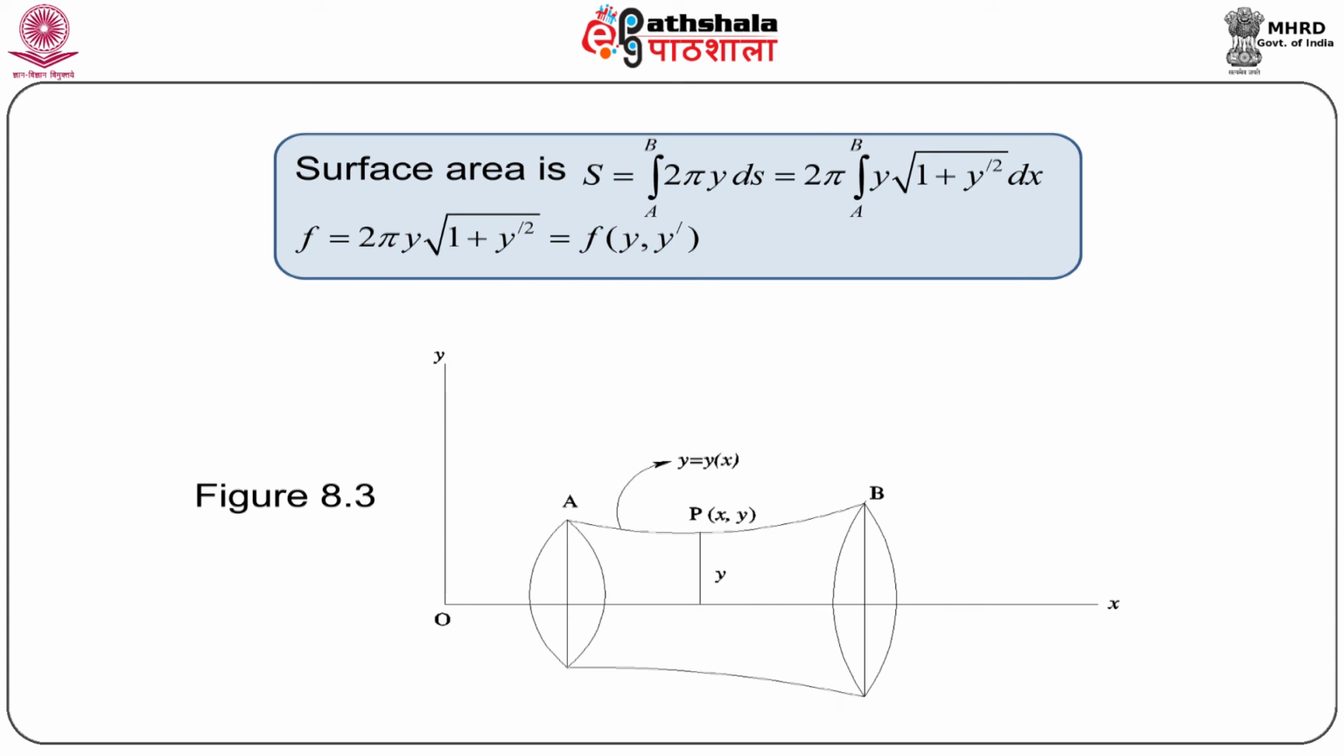Consider this figure. This is the curve y equal to y function of x, P is a point on it. Here is the point A whose coordinates have been given, B its coordinates are also given. If we rotate this curve about this axis, we get such type of surface of revolution, which has been shown in figure 8.3.